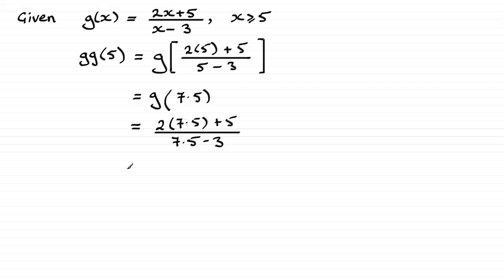And if you work this out, 2 lots of 7.5 is 15, plus the 5, that's going to be 20, and that's divided by 4.5. So what I'm going to do now is just double top and bottom, and you get the exact value of 40 over 9. Just leave it like that as the exact value.